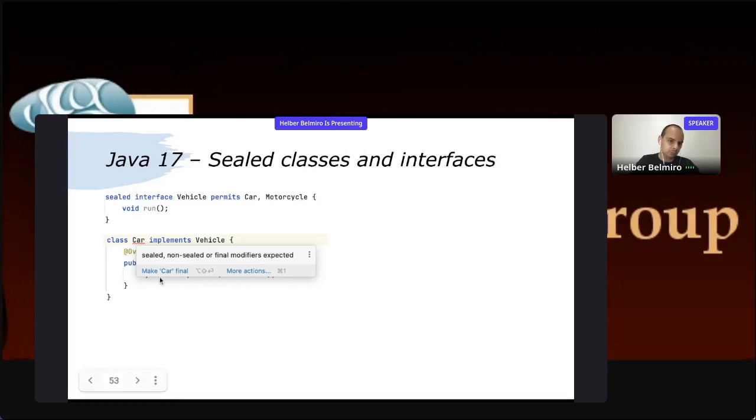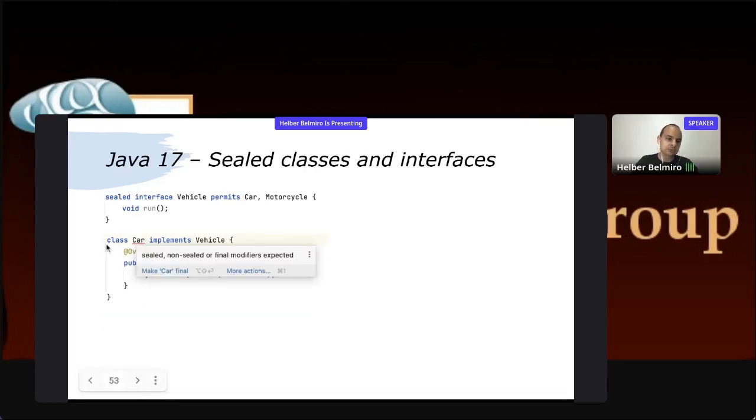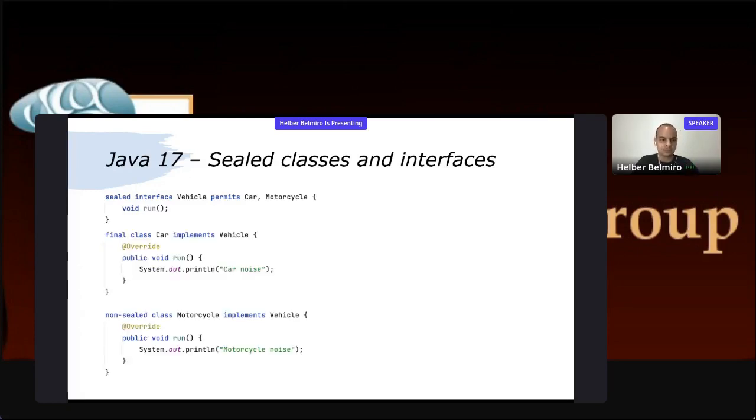So, for example, here I'm saying that my class Car is final, and my Motorcycle class is a non-sealed class. This is to avoid making mistakes and creating a non-sealed class without noticing that it is non-sealed. So I have to make it explicit that the class Motorcycle, for example, is a non-sealed class.